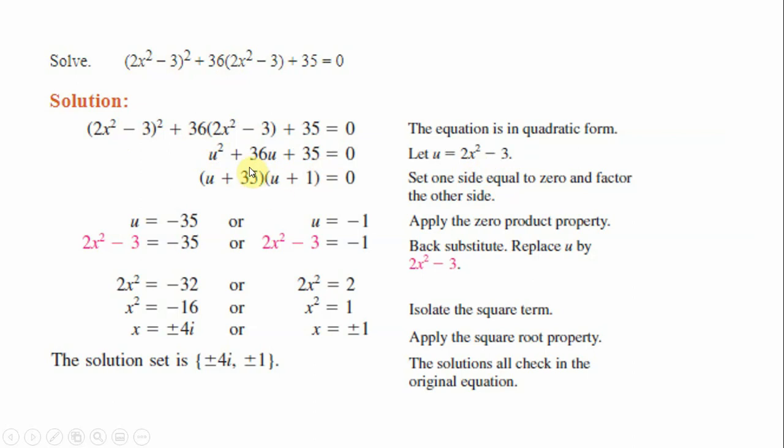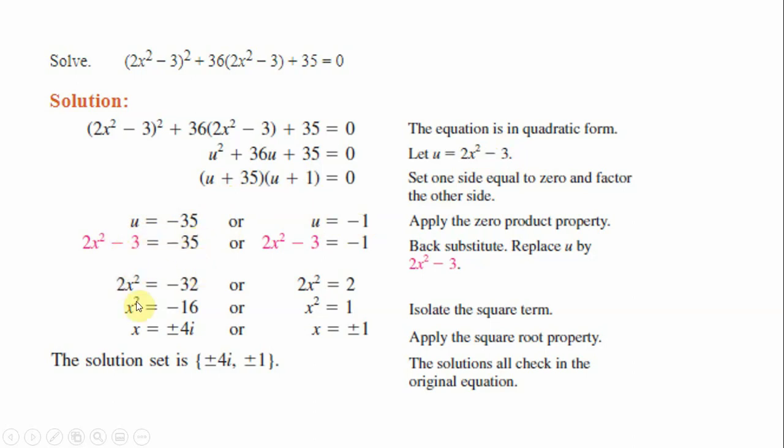This I can factor. Two factors of 35 that add up to be 36. Both signs are plus. U plus 35 and u plus 1 does that for me. So here I solve for u: u plus 35 equal to 0 gives me u is equal to negative 35, or my u is equal to negative 1 from this factor. And now I just recall that 2x squared minus 3 is my u. So now I just go through my solution.